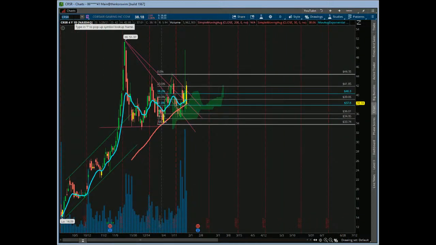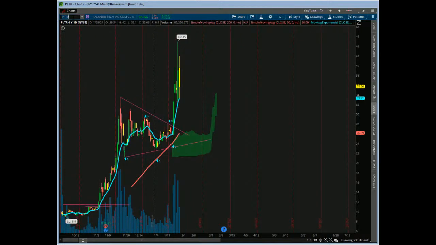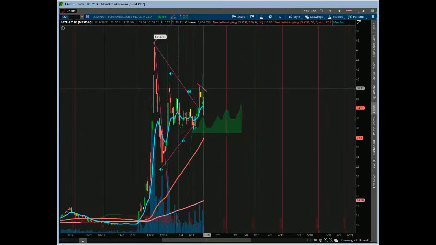CRSR, big inside day here today. It kind of pulled back a little bit to the cloud, so see how it holds the 50-day moving average on that one. PLTR, again, let's see how it holds here off of the 80MA. Huge inside day on that one. And of course, laser waiting on the wave 3 up.